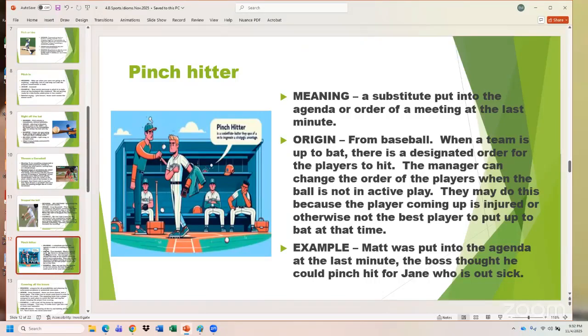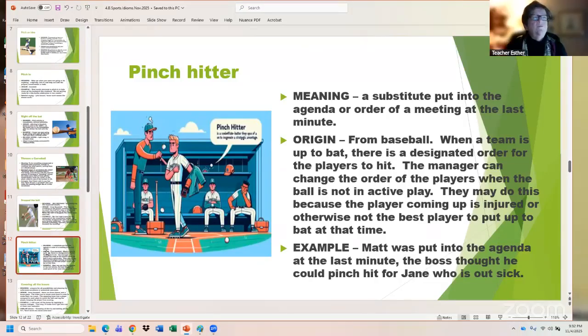Origin from baseball. When a team is up to bat, there is a designated order for the players to hit. The manager can change the order of the players when the ball is not in the active play. They may do this because the player coming up is injured or otherwise not the best player to put up at the bat at the time. Example: Matt was put into the agenda at the last minute. The boss thought he could pinch hit for Jay without sick.